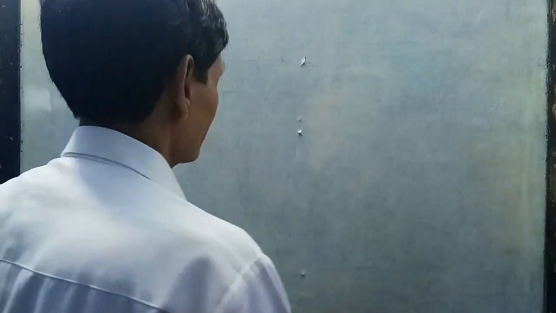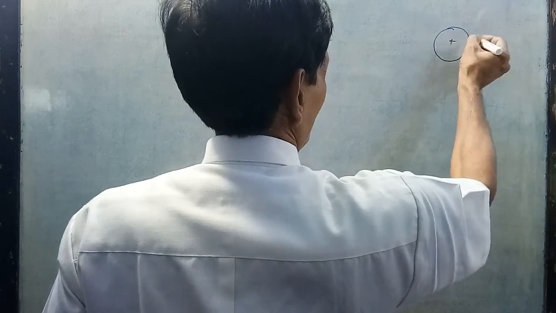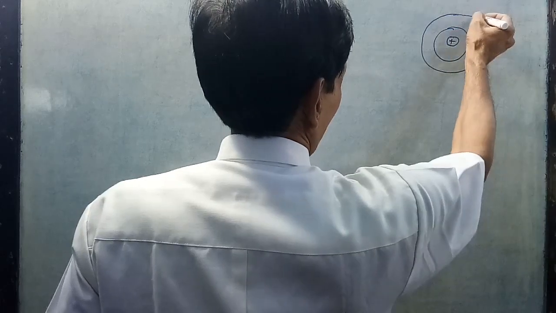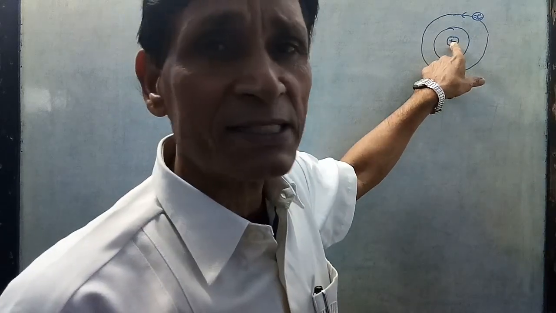An atom is composed of positively charged nucleus and negatively charged electron revolving around it, like this. Positively charged nucleus and negatively charged electron revolving around it. Nucleus exerts a force of attraction on the electron.